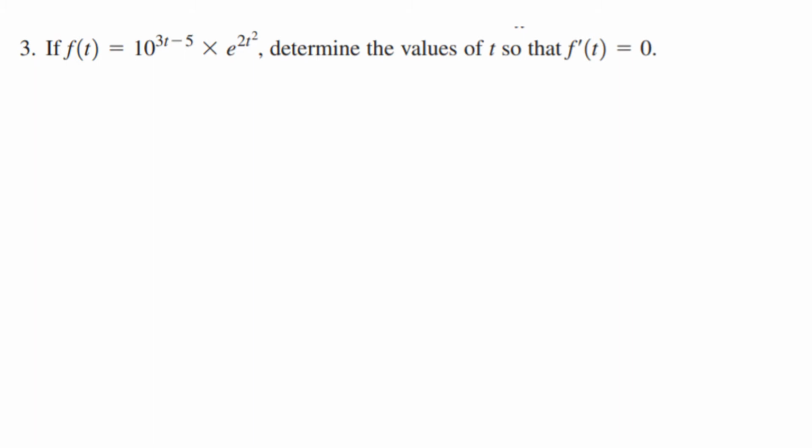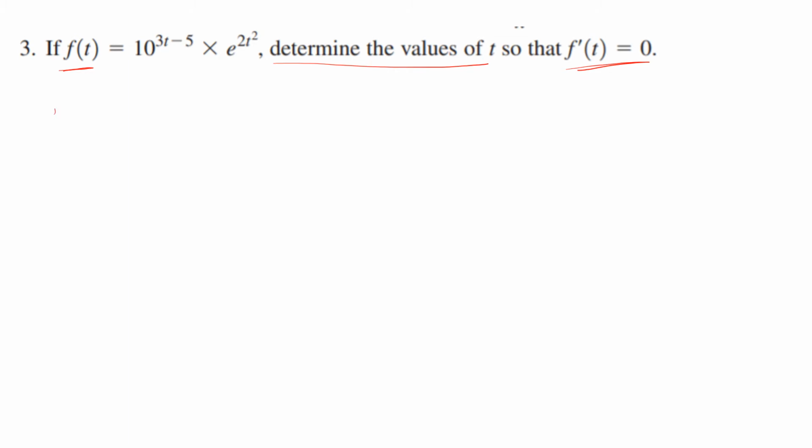In this question, it's saying if f(t) equals that, determine the values of t so that the derivative will equal 0. So I already know if I want to determine the values for t that my derivative equals 0, first I need to find what my derivative is for f(t). If I find the derivative and equal it to 0, I'm going to find what my t values are.